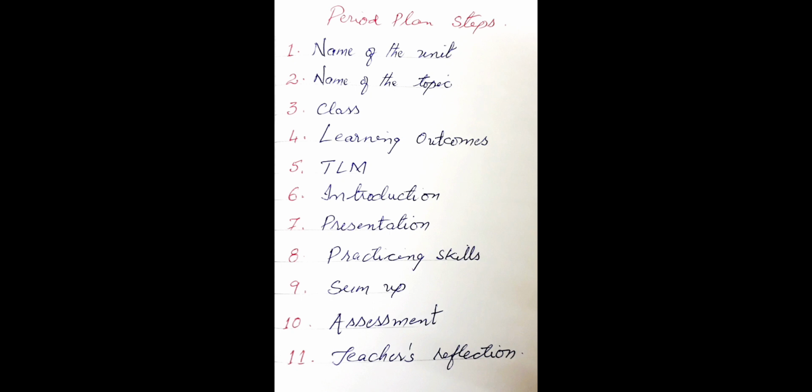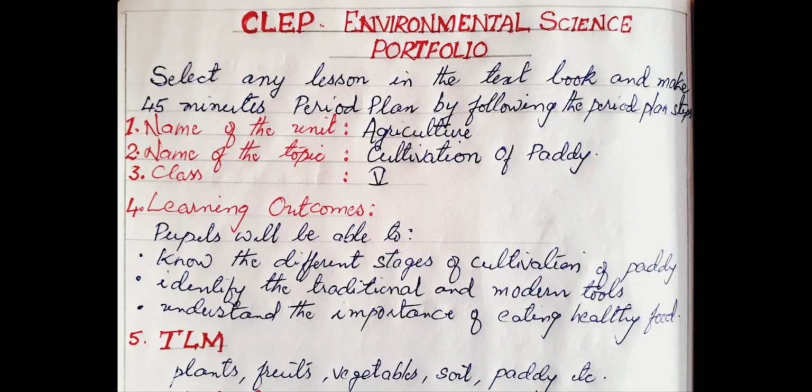Friends, before going into the period plan, I would like to tell you about the steps of period plan. We have 11 steps: name of the unit, name of the topic, class, learning outcomes, TLM, introduction, presentation, practicing skills, sum up, assessment, teacher's reflection. The topic for portfolio is: select any lesson in the textbook and make a 45 minutes period plan by following the period plan steps.